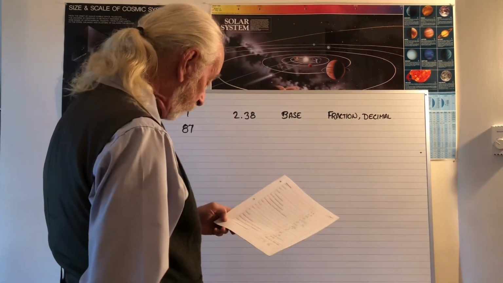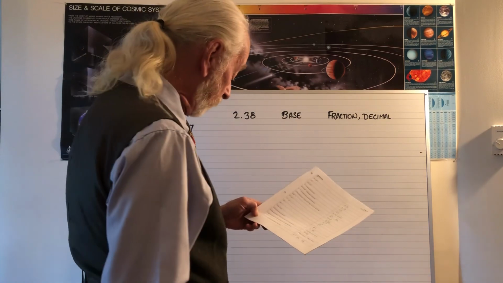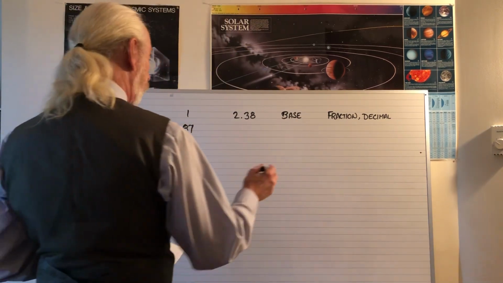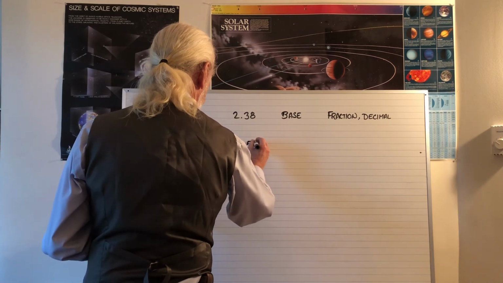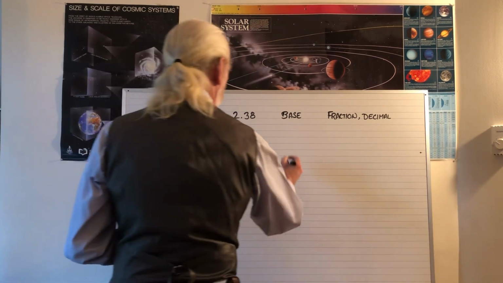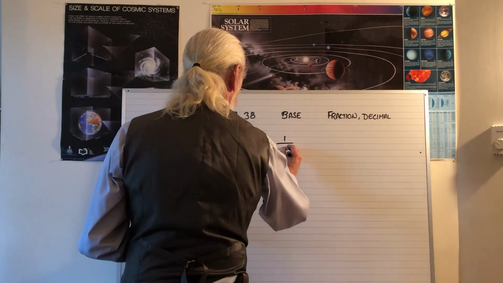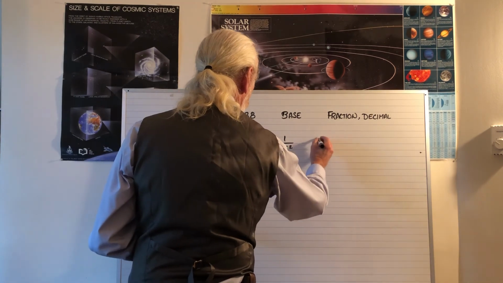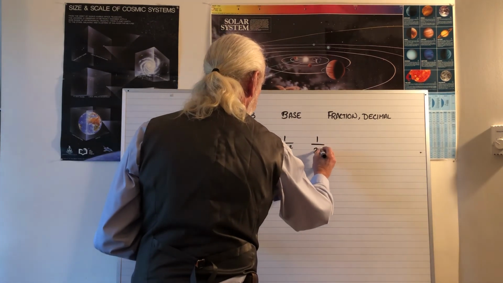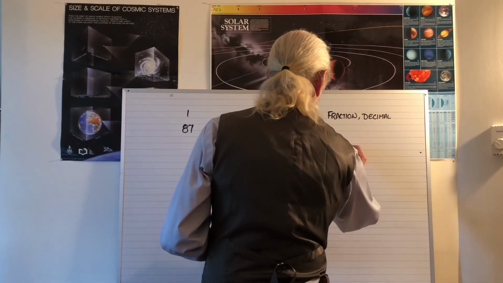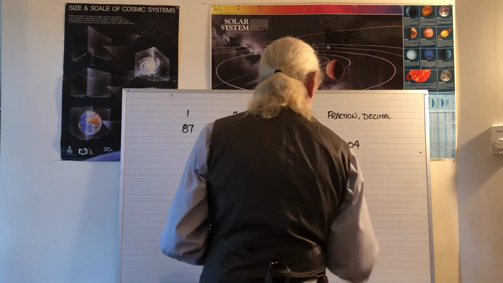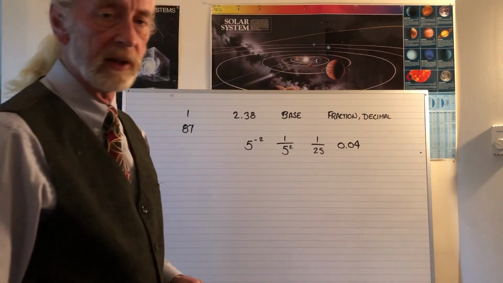And 5 to the 15th times 5 to the -17. Well, there are several possible answers. It can be 5 to the -2, or it could be 1 over 5 squared, or it could be 1 over 25. Or it could even be 0.04. They all mean the same thing.